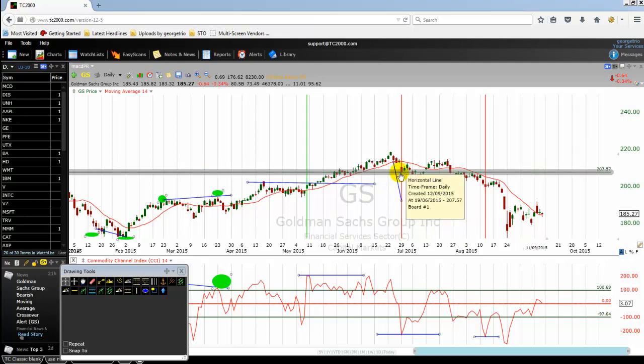Sometimes you may hear me talking about CCI discrepancies. CCI discrepancies are unfamiliar CCI divergences. So when I'm talking about CCI discrepancies, I'm talking about unpopular CCI divergences or unfamiliar CCI divergences.